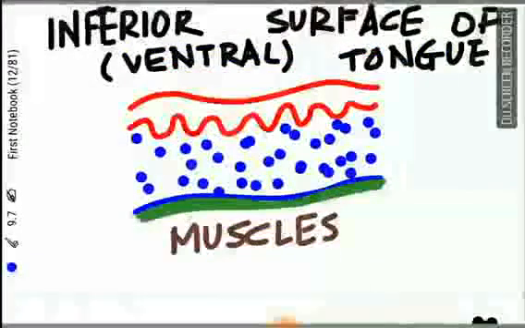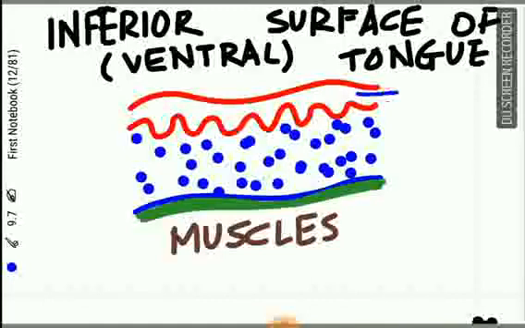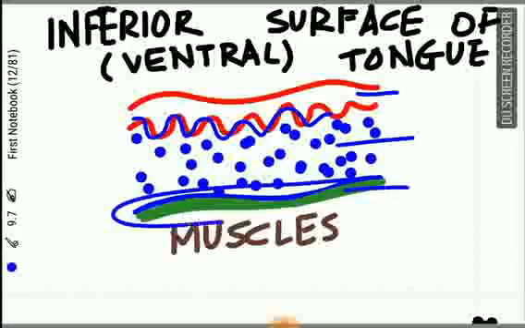Now comes the inferior surface of the tongue, or the ventral surface of the tongue. In the inferior surface of the tongue, the epithelium is thin and numerous connective tissue papillae can be seen. The lamina propria is loosely arranged, and the submucosa here is unique.